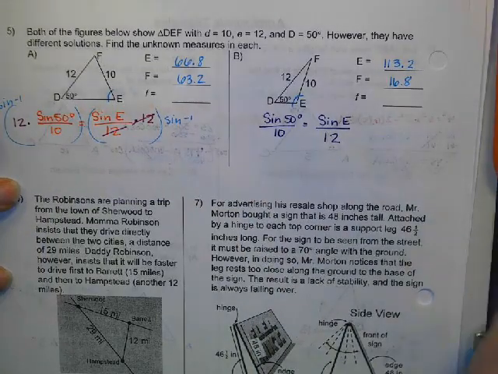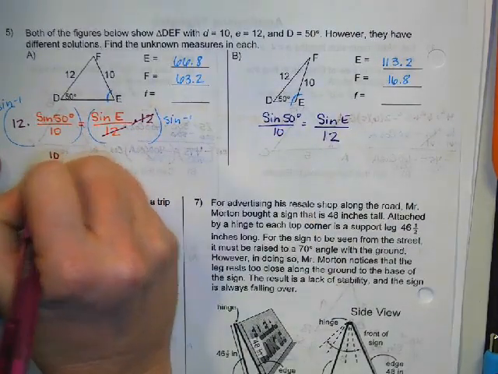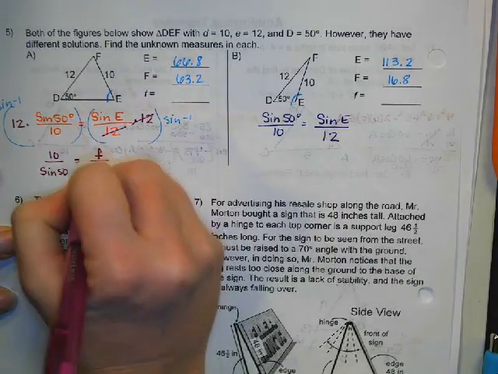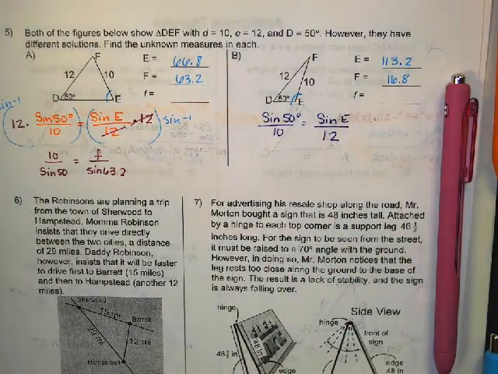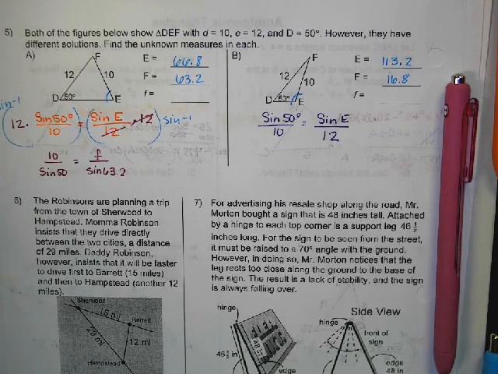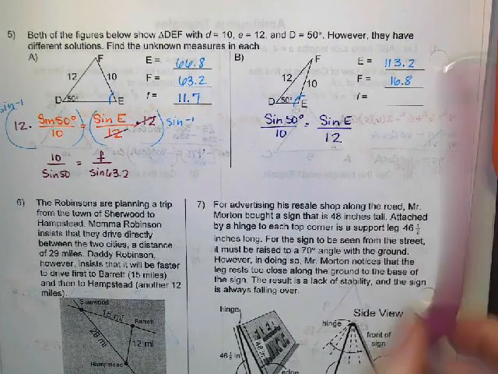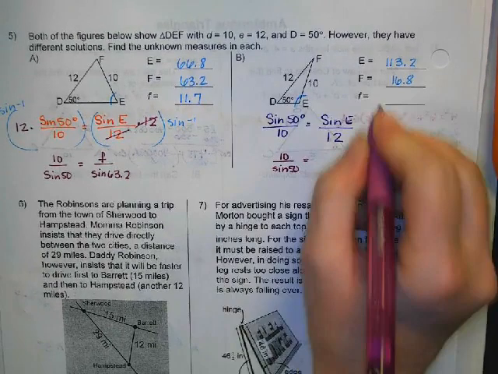All right, so we have to find side F. Now that I know angle F, I can find side F. So I would do 10 over sine 50 equals F over sine of 63.2. We've got 11.7. And over here I'm going to do the same thing, but my angle is different.